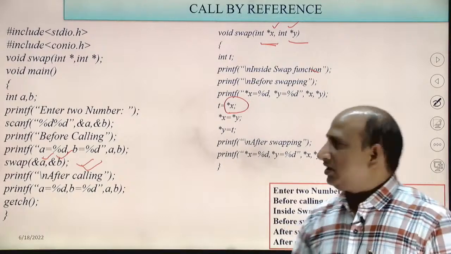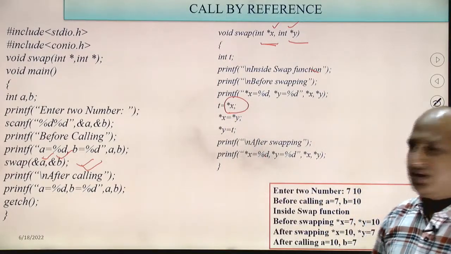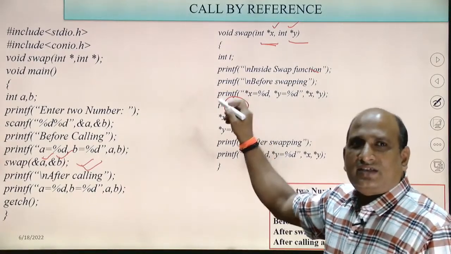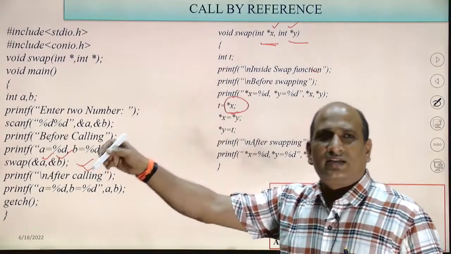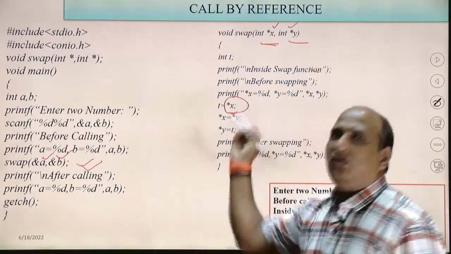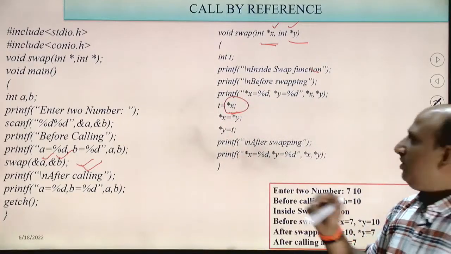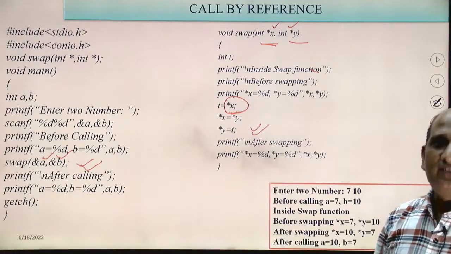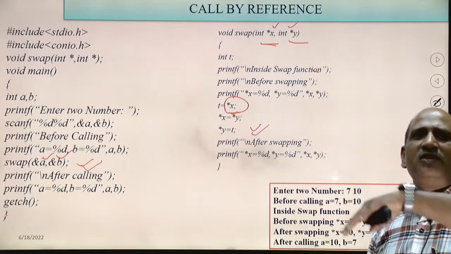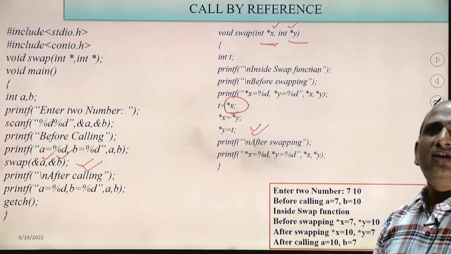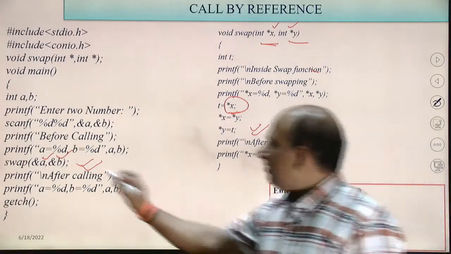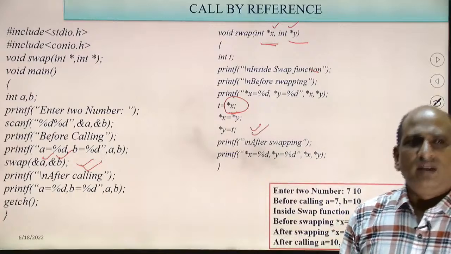This star is called the value at address operator. x has the address of a and we are accessing the value at that address, meaning we are reaching the address of a and swapping the value at that memory location. The actual value will change, because we are reaching that memory location, accessing those values and then swapping them there. So after calling this function the actual values will change.